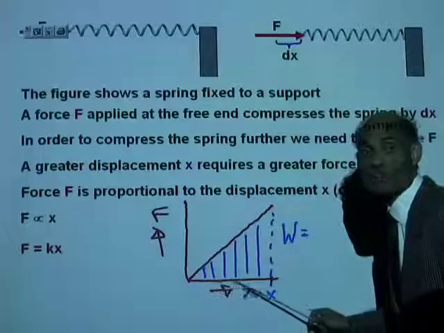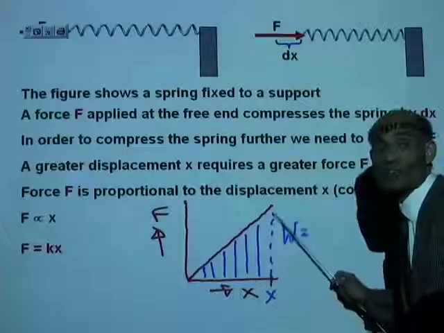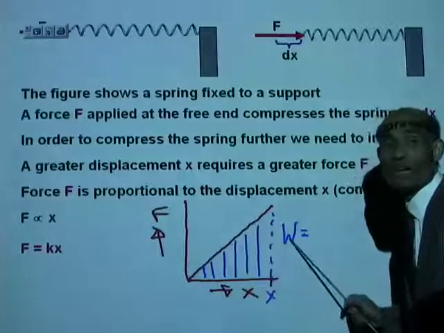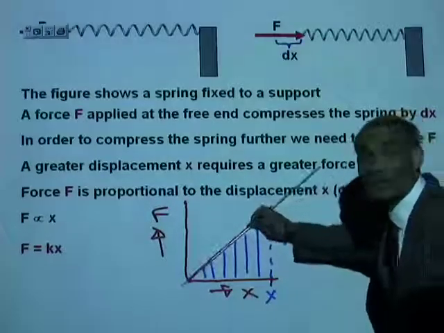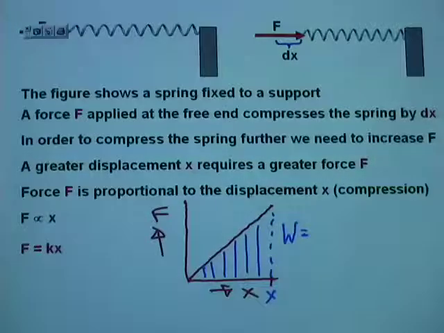What is the base of this triangle? It's the displacement x. What is the height? Height is the force. So work done is given by the area enclosed by the graph of F against x. And that will be the area of the triangle. That will be 1/2 base times the force F.